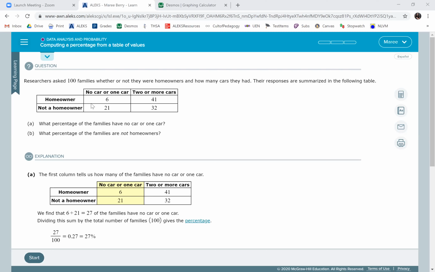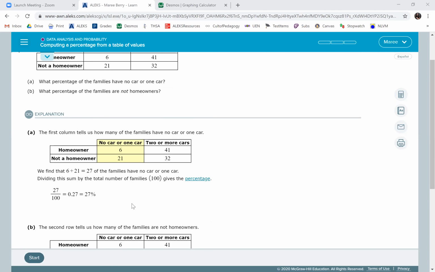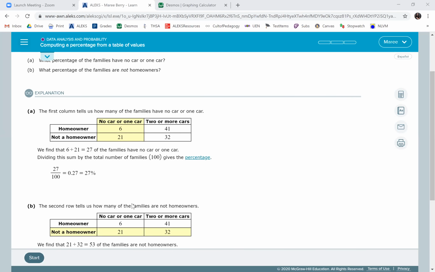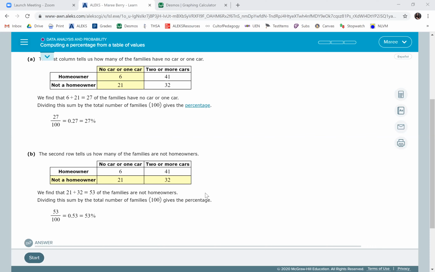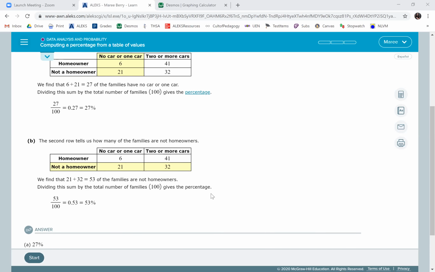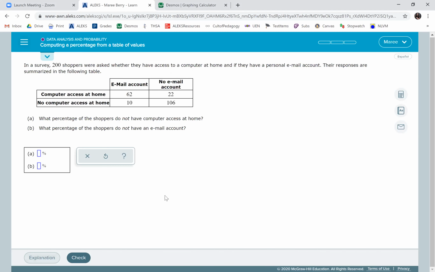So you would look at the column, see how it's highlighted here. There's 6 and 21. You'd add those together. Since there were 100 people, the sum that you get is the percentage, because percentage means out of 100. So if there's 27 people out of 100, it's actually 27%. The second question says how many families are not homeowners. So you would look at this row that says not a homeowner and add those together to get 53%.